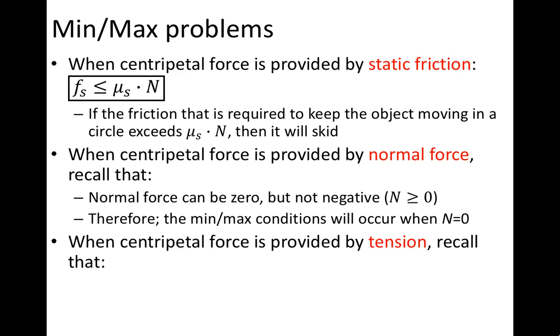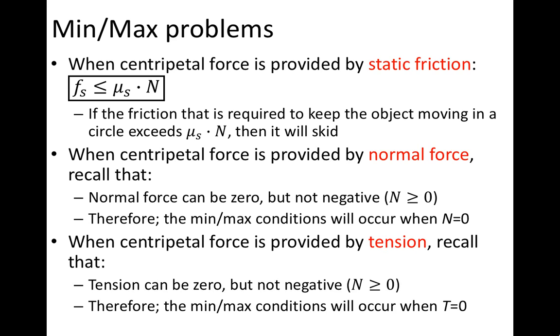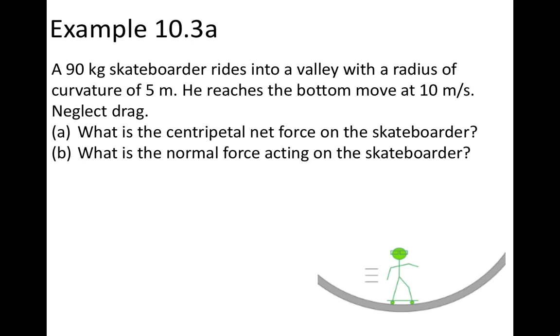And sometimes the centripetal force is provided by tension. Now, tension is allowed to be zero, but it's not allowed to be negative, just like normal force. And so then the min or max condition will occur when the tension drops to zero. You also might see a min-max problem involving tension where they give you the maximum value for tension for a given string or a cable, where if that tension force is exceeded, then the cable or the string snaps, and then obviously that tension force would be at a maximum.